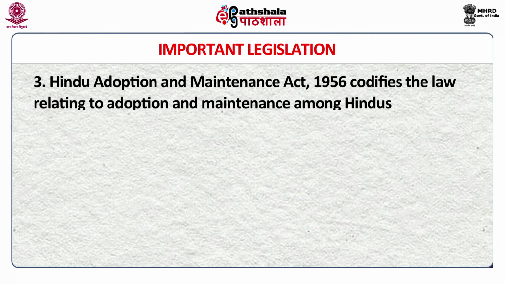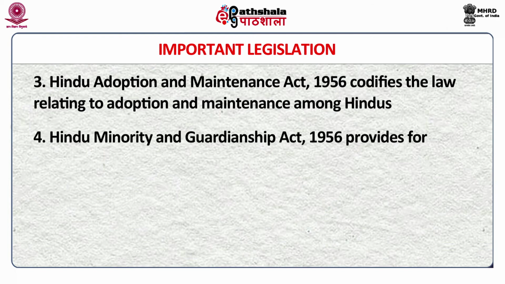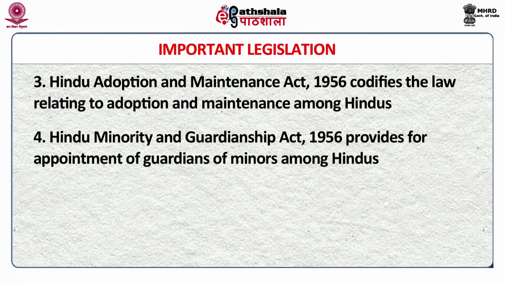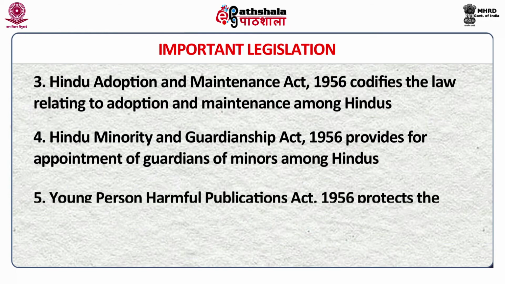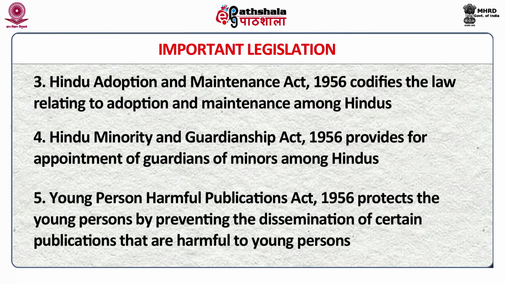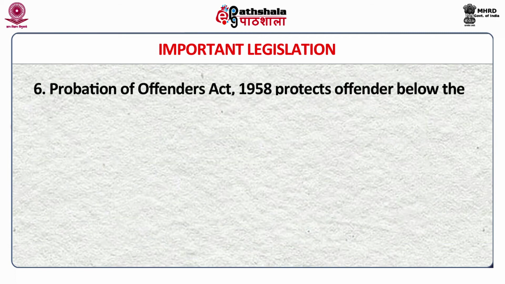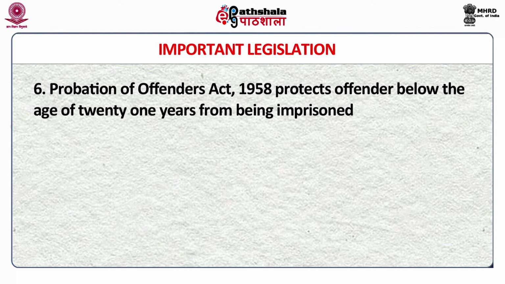The Hindu Adoptions and Maintenance Act 1956 codifies the law relating to adoption and maintenance among Hindus. The Hindu Minority and Guardianship Act 1956 provides for appointment of guardians of minors among Hindus. The Young Persons (Harmful Publications) Act 1956 protects young persons by preventing the dissemination of certain publications that are harmful to young persons. The Probation of Offenders Act 1958 protects offenders below the age of 21 years from being imprisoned.